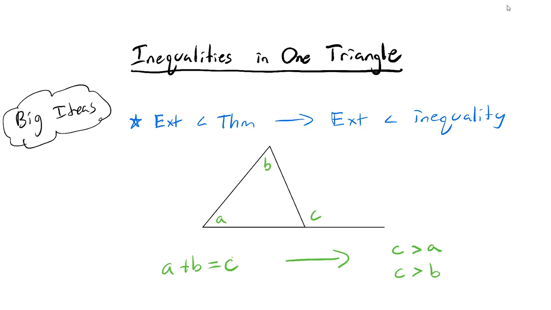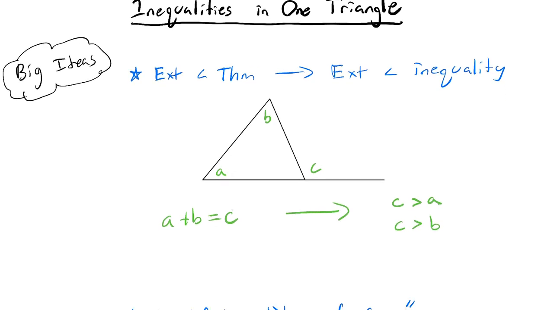Okay, let's go. We're talking about inequalities in a single triangle today. Now, we can use this in multiple triangles, but the big idea is each of these inequalities can only separately be used in one triangle, okay? So we have the exterior angle theorem, which really directly leads to the exterior angle inequality.